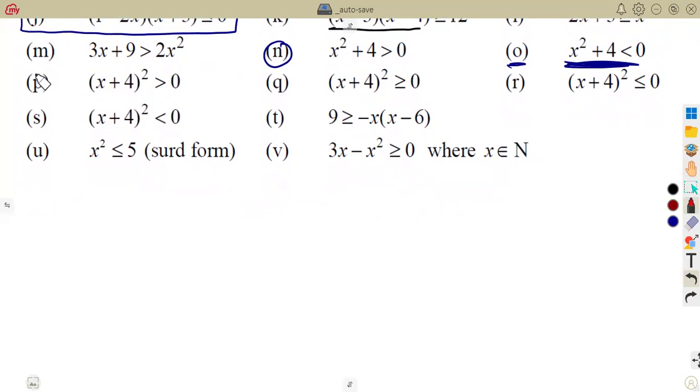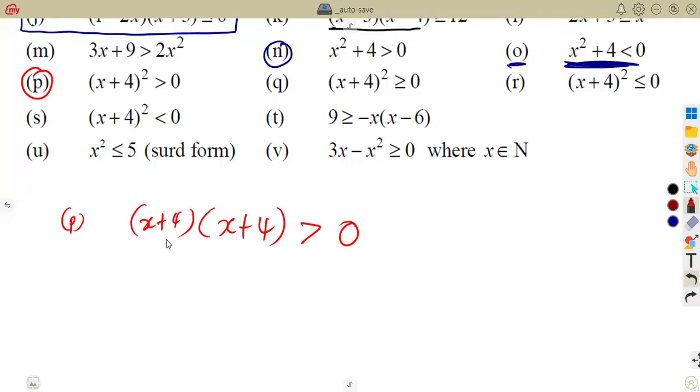So on P, this is x plus 4 squared. X plus 4 squared means what? There are two brackets: there is x plus 4 like this, another one x plus 4 like this. Then they're saying it's greater than 0. When it comes to the critical values, are we going to have two critical values there? The first bracket, x will be equal to minus 4. The second bracket, x will be equal to minus 4. This was just one solution.